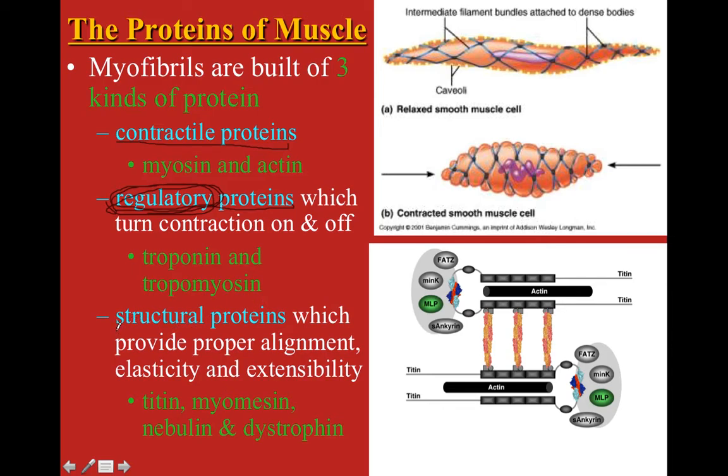Then we have our structural proteins, which are there to support. They provide proper alignment, elasticity, and extensibility. And this would be your titin, your myomesin, your nebulin, and your dystrophin. So these are the proteins that you're going to start with on your protein tree.